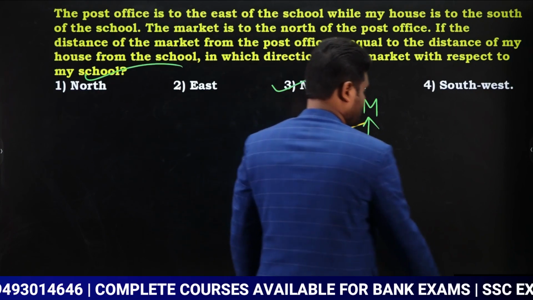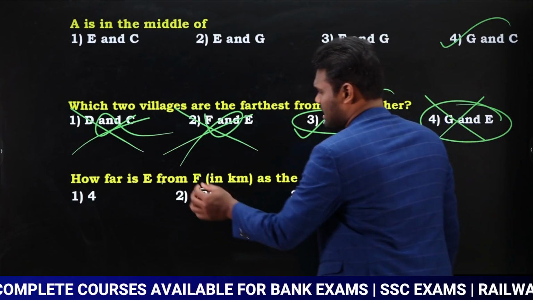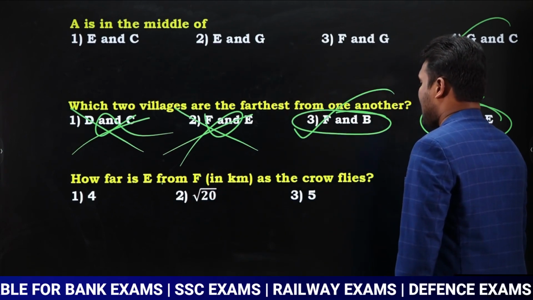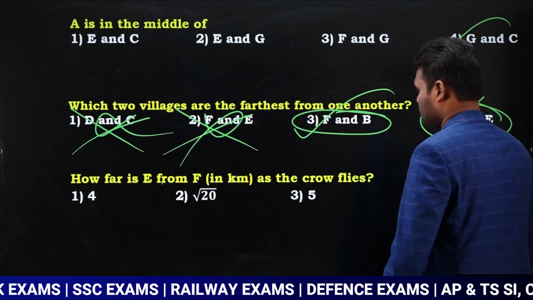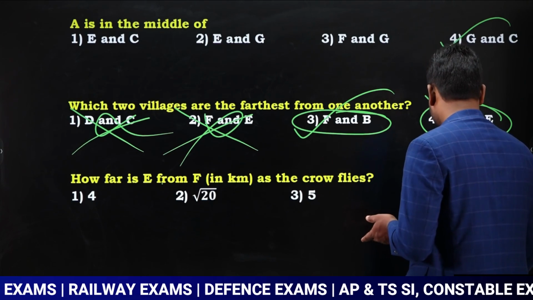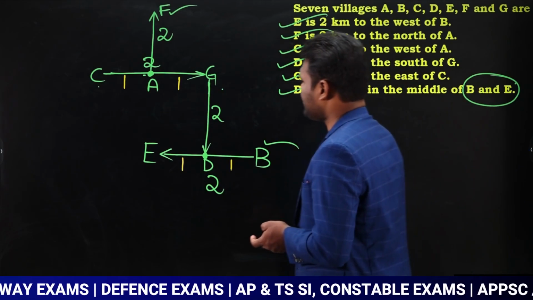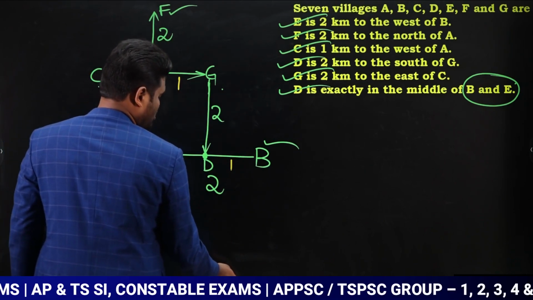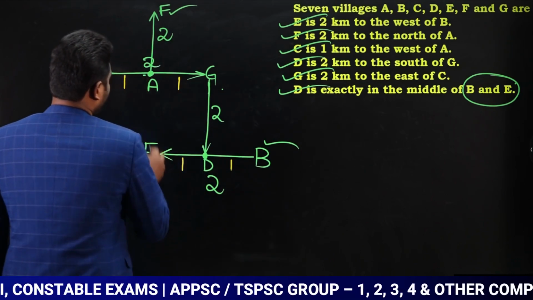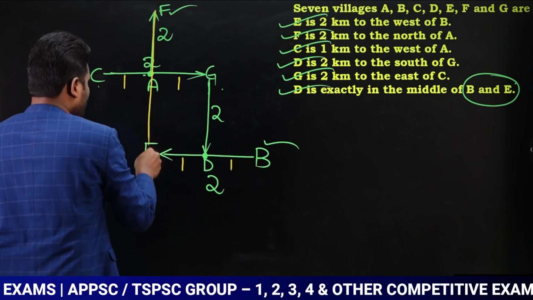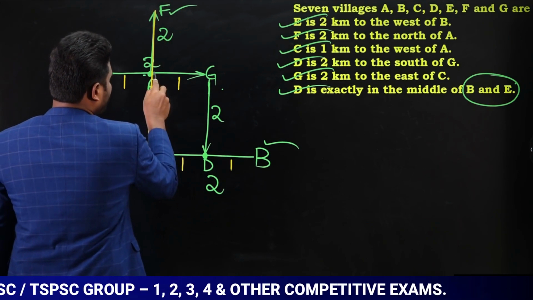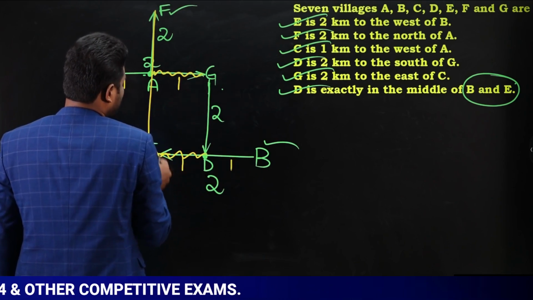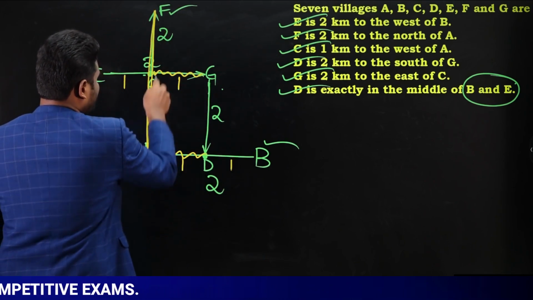What about the next question? We have one more question. The next one is, how far is E from F in kilometers as the crow flies? So we are supposed to know the distance between E and F. Where is E? E is here. Where is F? F is here. Yes or no? So just know the distance. Now the distance will be a straight line. Yes or no? Why? Because this is 1 kilometer. Obviously this also is 1 kilometer. So the distance between E and F is nothing but this straight line.